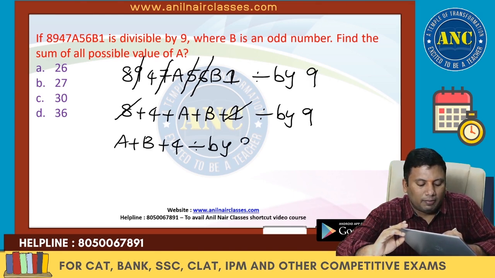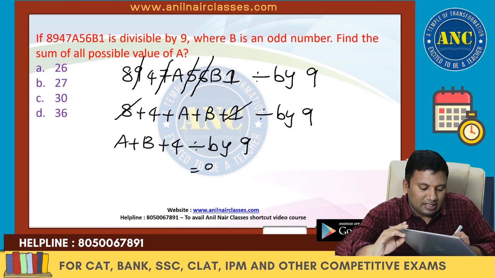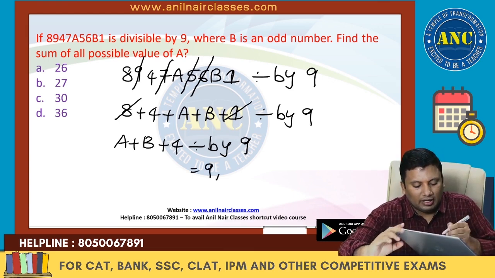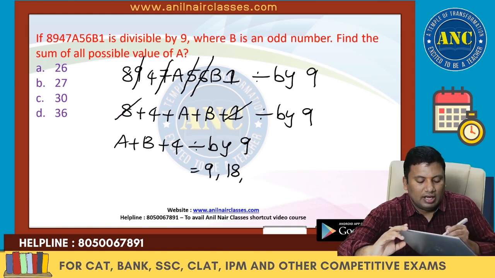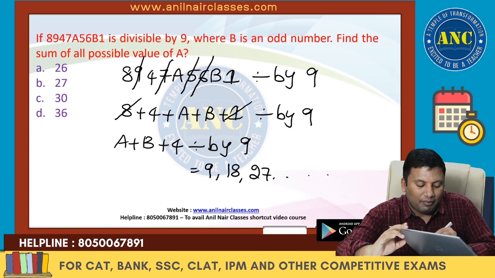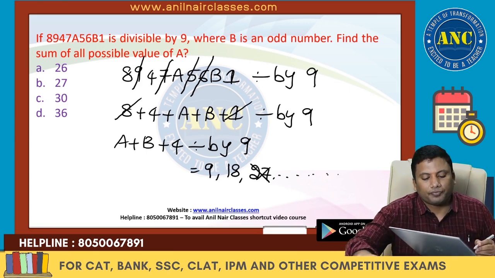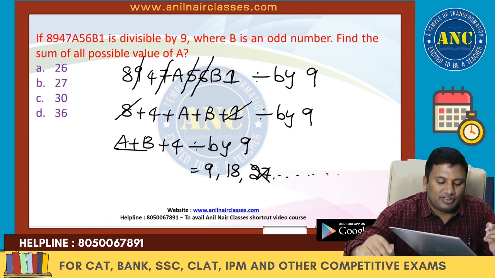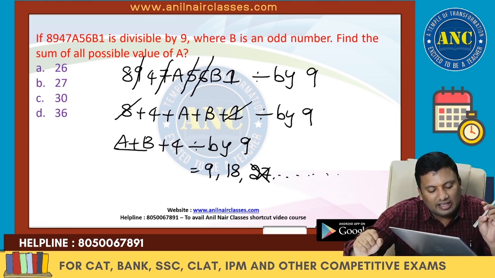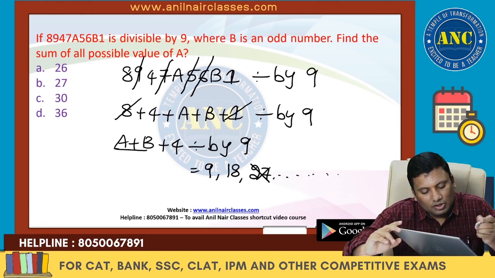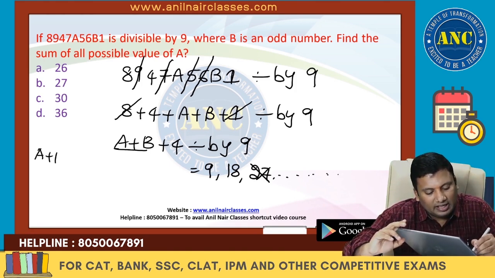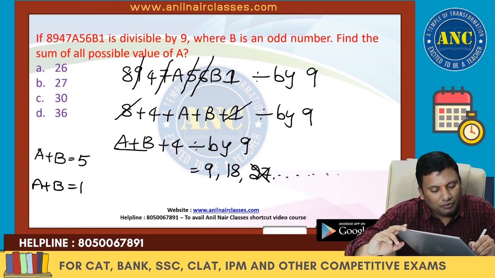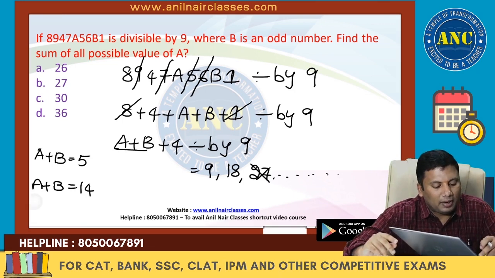A plus B plus 4 is divisible by 9. 9 ones are 9, 9 twos are 18, 9 threes are 27. From this, 27 is not possible. Why? Because if A plus B plus 4 is 27, A plus B is 23, and the maximum value A and B can take is 9. So A plus B is 5 in the first case, and next A plus B is 14.